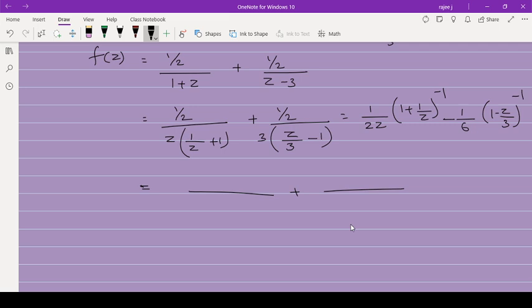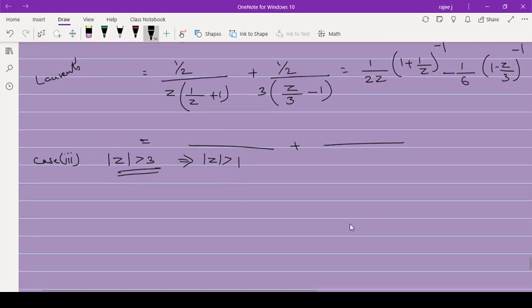And this is a Laurent series, because obviously it is in the annular region. And now case 3 is mod z is greater than 3, means outside the circle. So mod z is greater than 3 means obviously mod z is greater than 1 also. Why are we taking greater than 3 then greater than 1? Because we have here 1 plus z and z minus 3. Suppose here was z plus 2 or something, then correspondingly we will change also. So mod z is greater than 1.